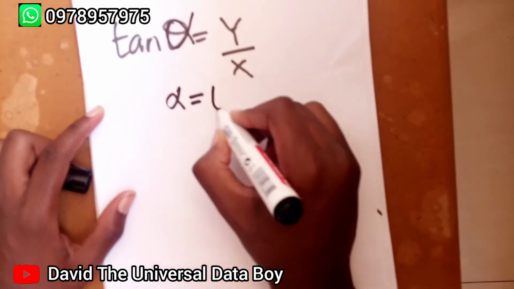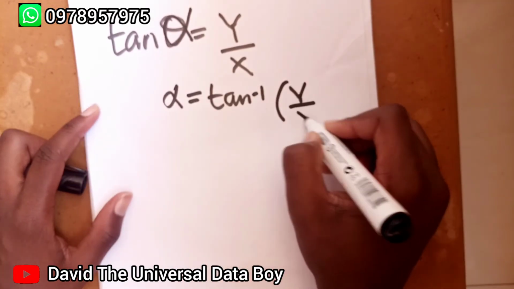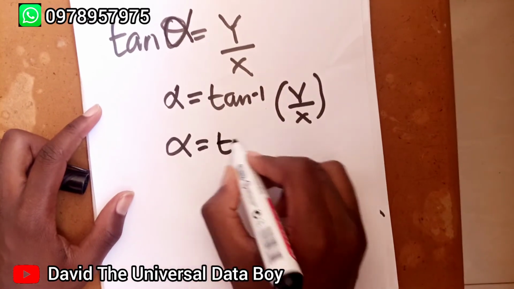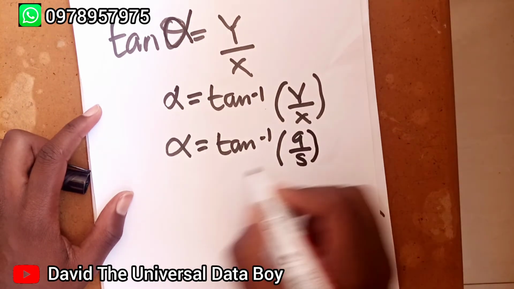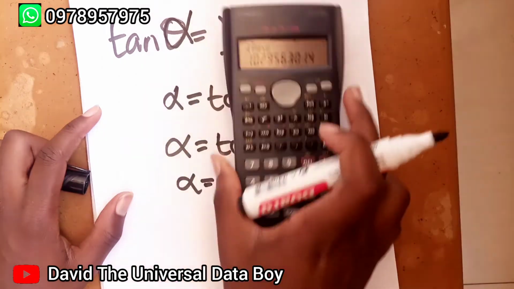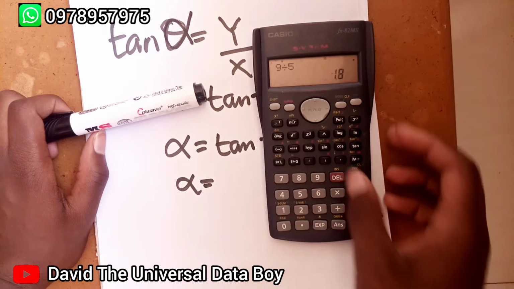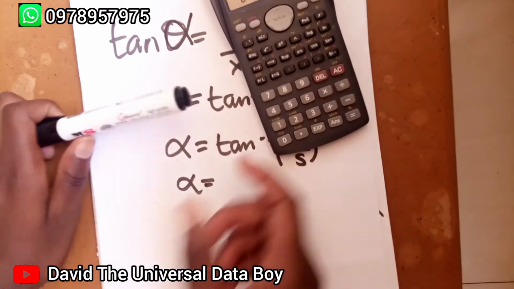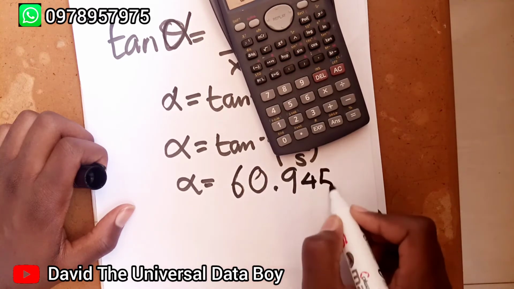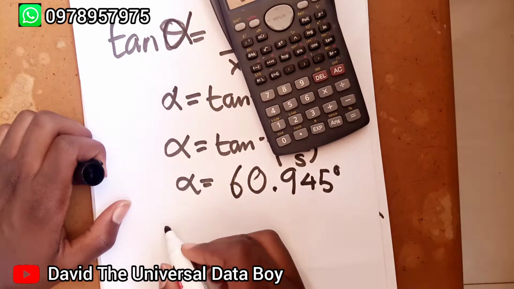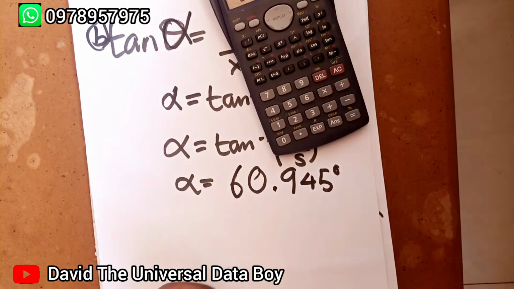Our alpha, because that's what we're looking for, will be the tan inverse of y over x. So alpha is going to be tan inverse of, in the y we had 9, in the x we had 5. We can get our calculator and punch 9 divided by 5, then tan inverse of the answer. That's 60.945 degrees. You can even round that to 60.9. So we found our direction. Our direction was question B, and our magnitude was question A. It's very easy.